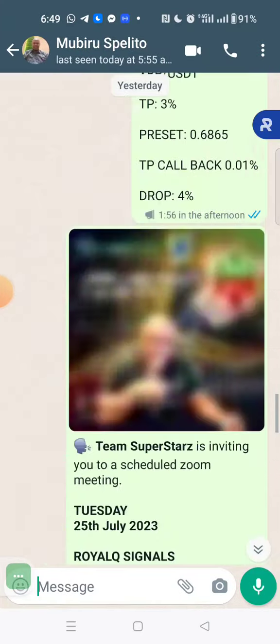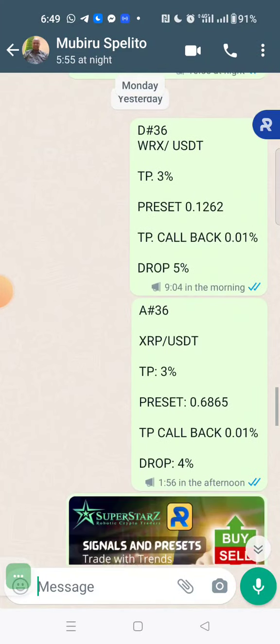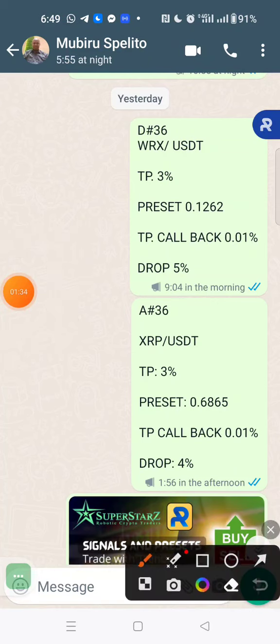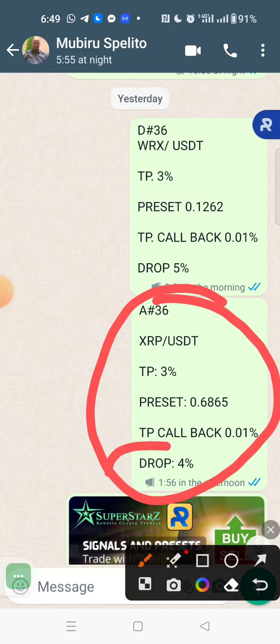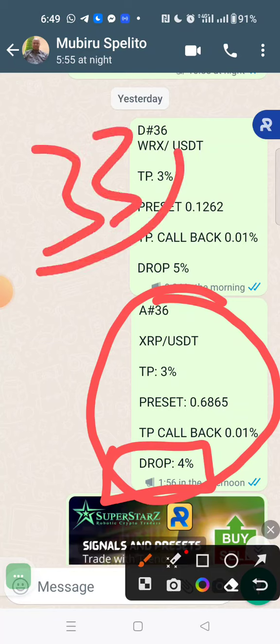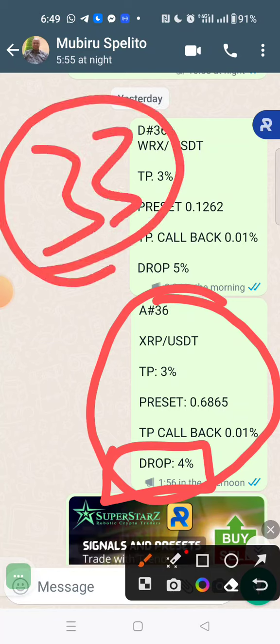So let me use Mr. Mbiru's chart. All right. So this is the signal. We are still using an example of XRP. Now for you have $100. Now for you, you can take the advantage of the drop. Since you are going to be using $33 per signal, you have an advantage now to apply the drop.